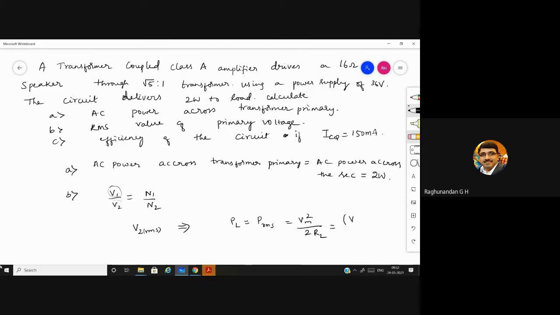So can I write it like this? What is Vm by root 2 whole square? VRMS whole square. Yes, sir. So from this we can find VRMS is equal to, just cross multiply, the root of PRMS into RL, right? I'm just taking this and this.